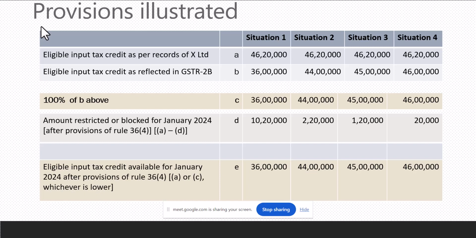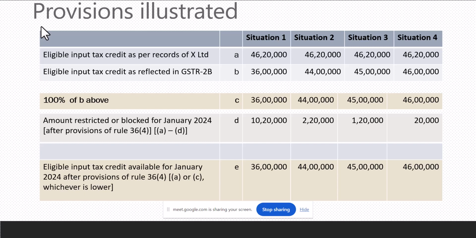So that means this is the amount which is his eligible input credit available for January after provision of Rule 36(4), A or C, whichever is lower. So either what he was supposed to receive, which is 46 lakhs, or C, which is 36. So it will be 36 lakhs. Okay. उसका maximum कितना मिलना था उसको 46 lakhs. But मिलेगा कितना 36 lakhs because people have filed returns for only 36 lakhs.